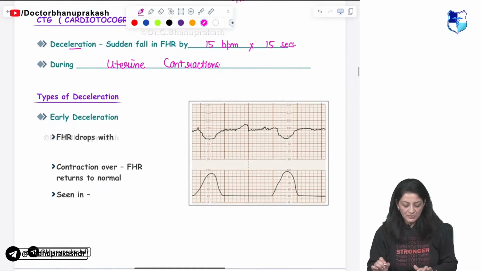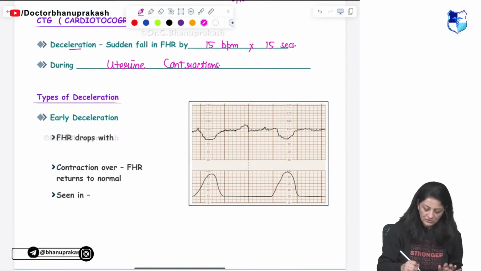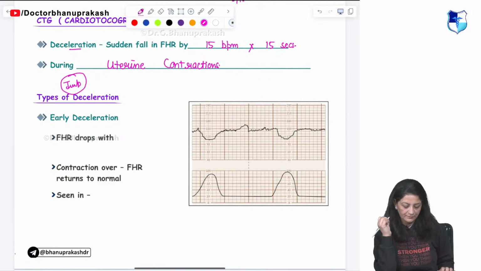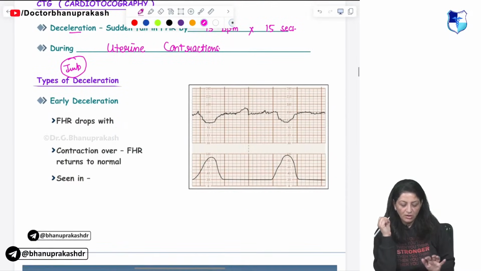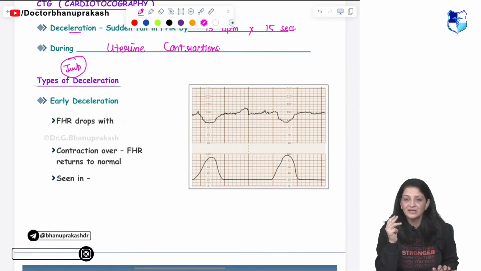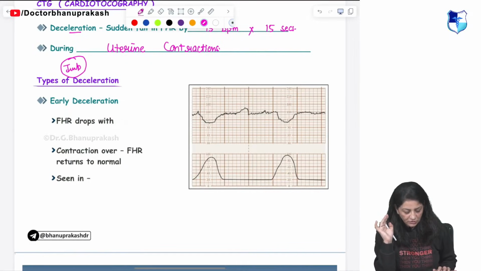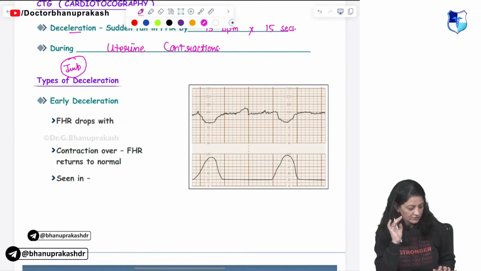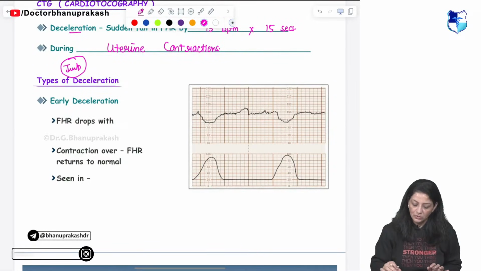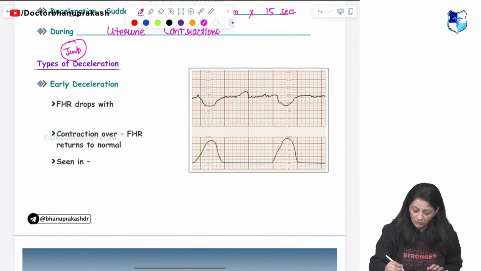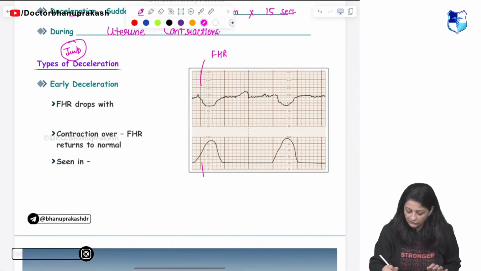Now, types of deceleration. This point is very, very important. So, what is the meaning of early deceleration? There are 3 types: early, late, and variable. So, first of all, early deceleration. Look at this graph. There are 2 graphs in CTG. The upper one is for fetal heart rate, the lower one is for uterine contractions.